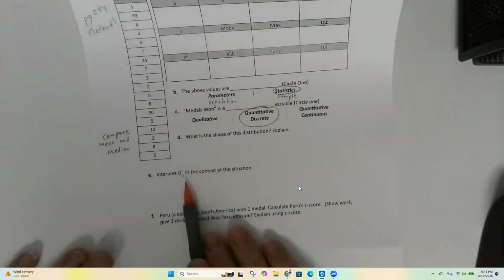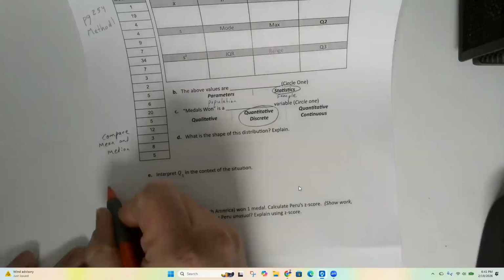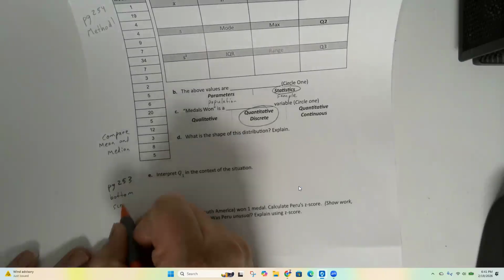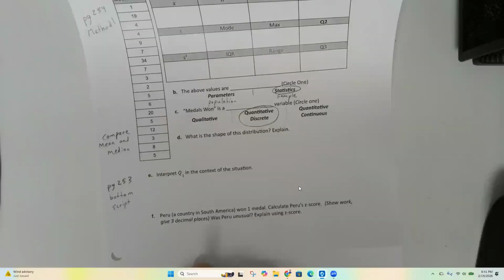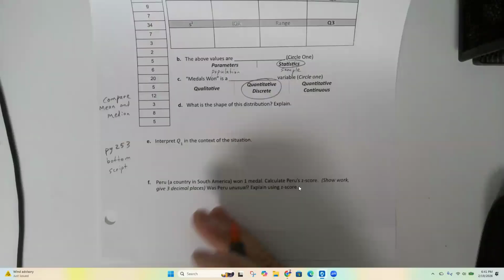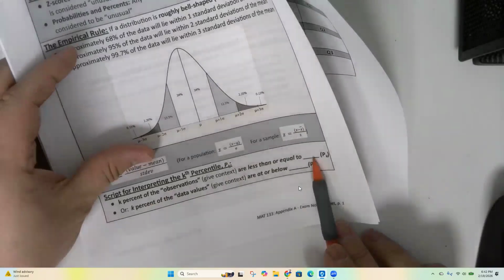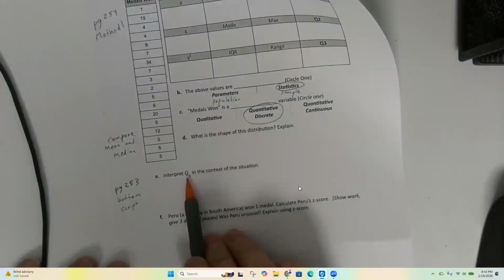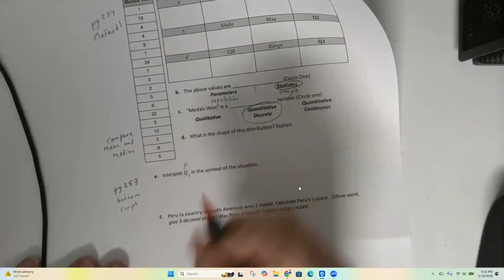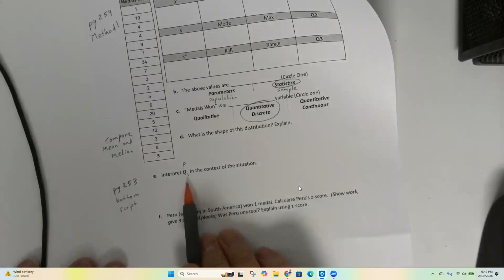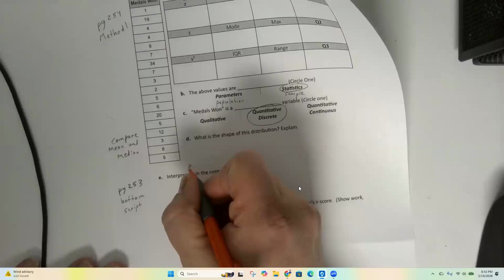Interpret Q1 in the context of the situation. So on page 253 at the bottom, there is a script for percentiles. There's 2 bullet points for it, and you can use either one. So you write out what the percent is, and then you write out what the percentile number is. Okay. So Q1, though, we need that as a percentile. Which percentile is Q1? Yeah, thank you, Mike. 25th percentile. Okay.